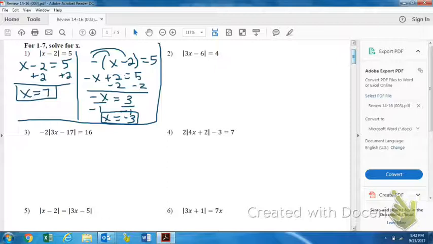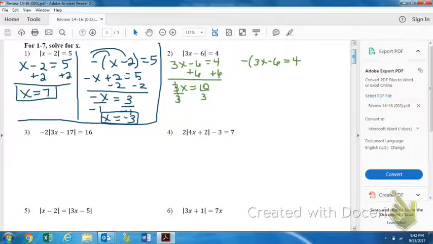Number 2, the absolute value is by itself again, so we're going to write it twice. I'm going to write it positive first, and then write it negative. I'm going to add 6 to both sides. 3x equals 10. Divide both sides by 3 because we want x by itself. 3's cancel, and x equals 10 divided by 3. And we're going to leave it as an improper fraction.